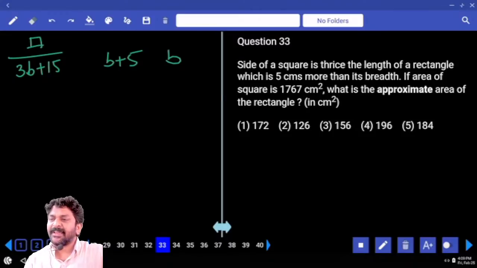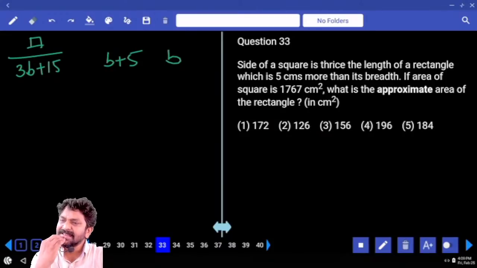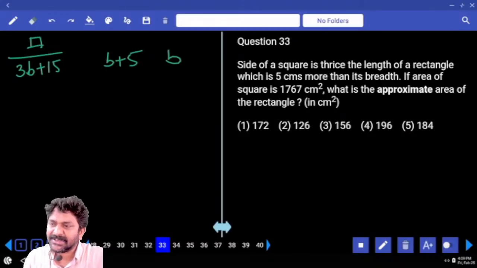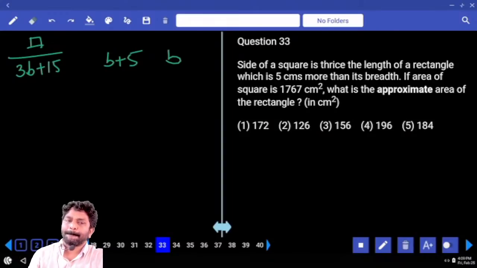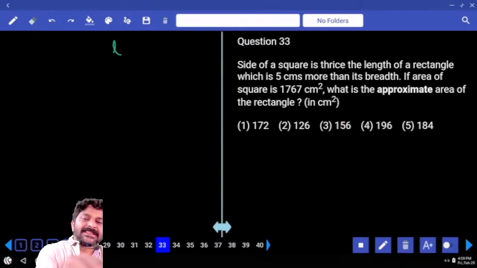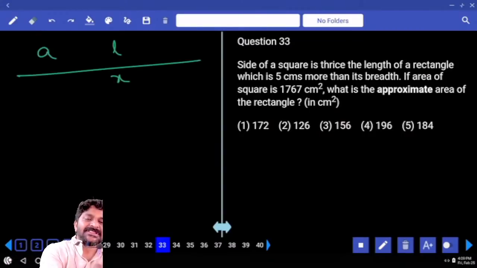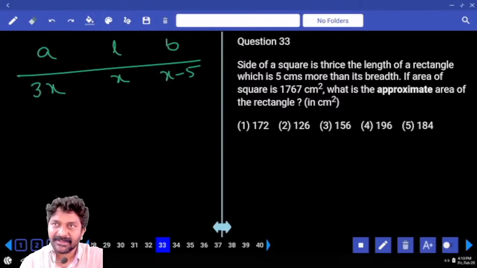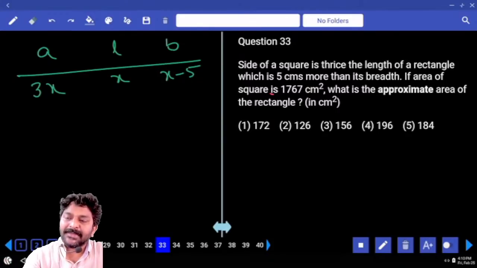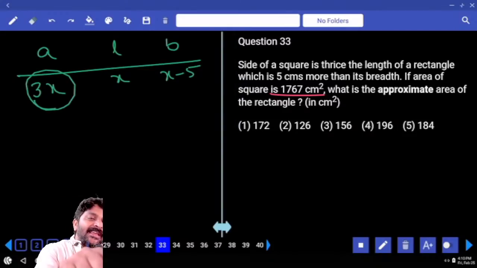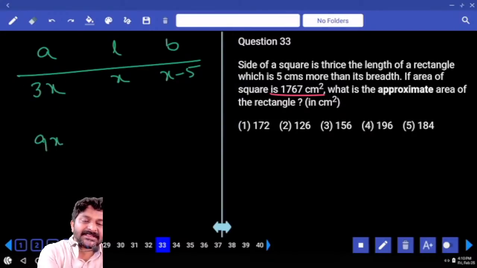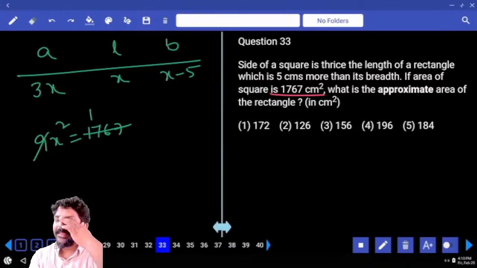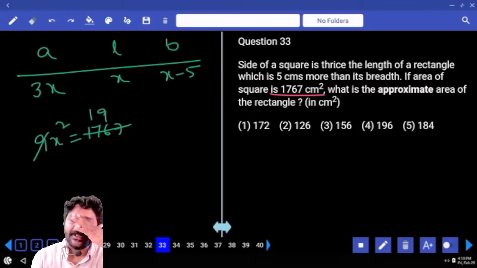Now, the area of the square is 1767 square centimeters. What is the approximate value? So, I'll do one thing then. I'll take the length as x, then the side of the square as 3x, then the breadth of the rectangle becomes x minus 5. This also can be done. Am I right? Now, from the area of the square, 9x square is equal to 1767, approximately 9 times 196.